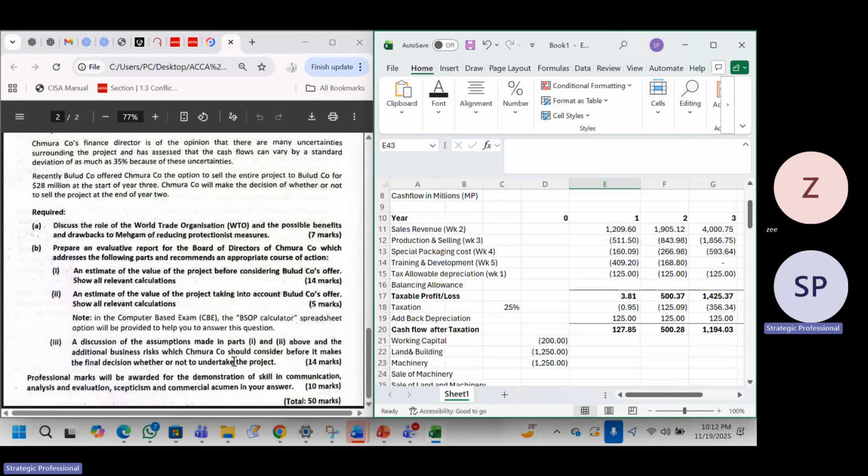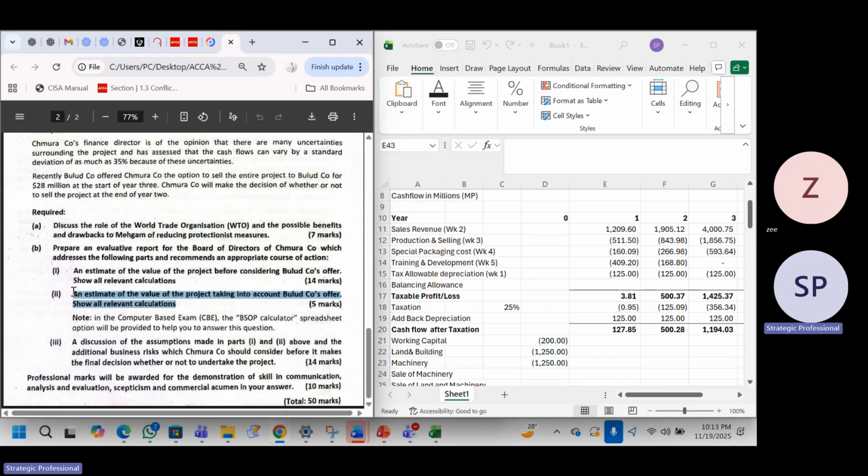Now this thing is 14 marks. If I were you, the best thing is, you can see that one, a discussion of the assumption made in part one. So you talk about assumptions about the first one. You now talk about assumptions for the second one, which is the option. If I were you, you can talk about the limitations of BSOP. Those limitations that I told you, you understand, and that assumption, you play around that, right?